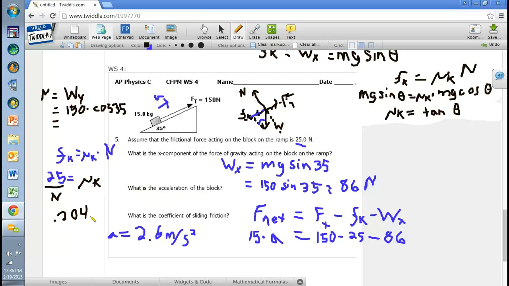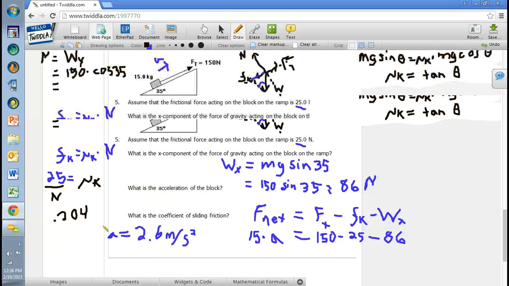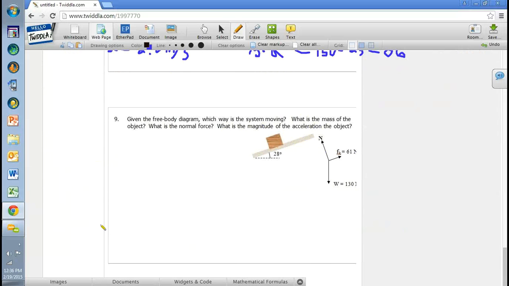We're all good? Okay, so we have one more and then this is it. This is number 9 from that worksheet. For this one, I went ahead and drew the free body because I know some people are having a hard time with the free bodies. Okay, so I went ahead and drew the free body. It says, given the free body, which way is the system moving?